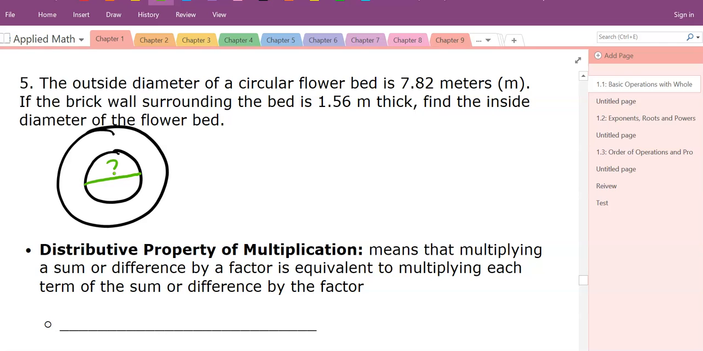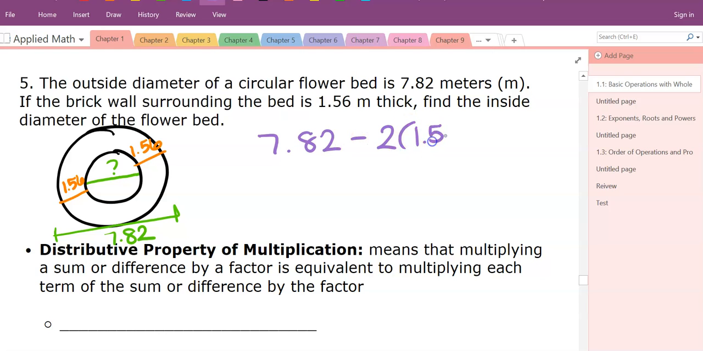We know that the entire way across is at 7.82. Now these areas in here are the brick. So each side is 1.56. So you have to take that away twice. So you're going to take that 7.82 and subtract 2 times 1.56 since there's 2 of them that I have to remove. And that's going to leave me with 4.70 meters.